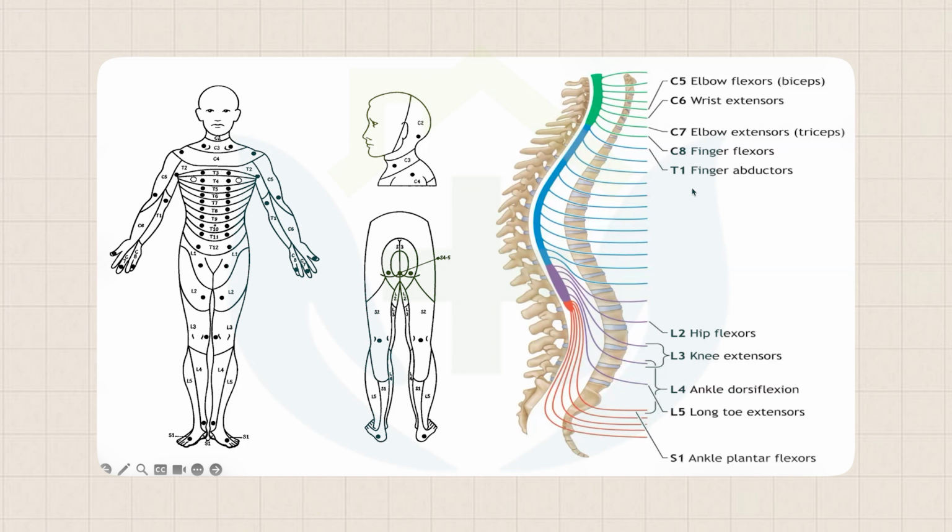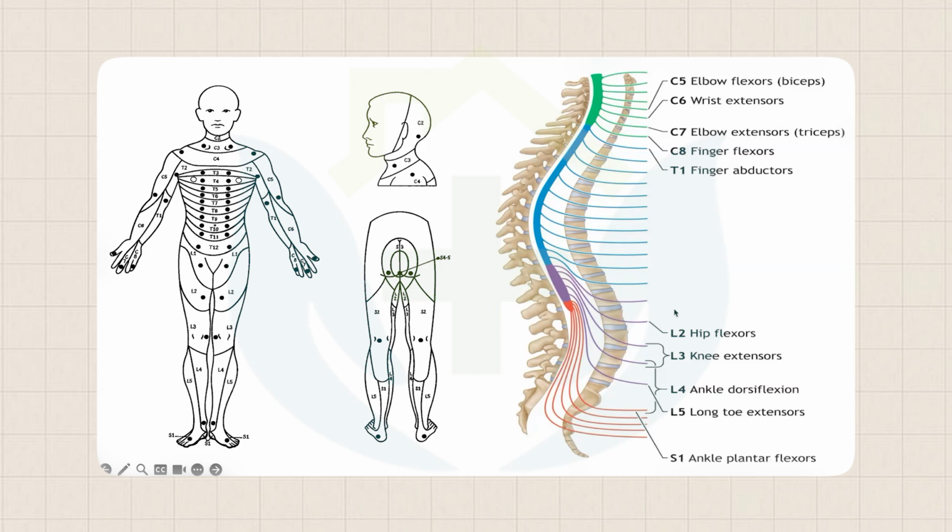C8 T1 is mostly the sensory areas of the middle one third of the arm of our hand, along with the flexion of our digits, and it also supplies the lumbricals. So that's C8 T1 ulnar. Ulnar nerve is a very important nerve, and it is also called the musician's nerve for that purpose.